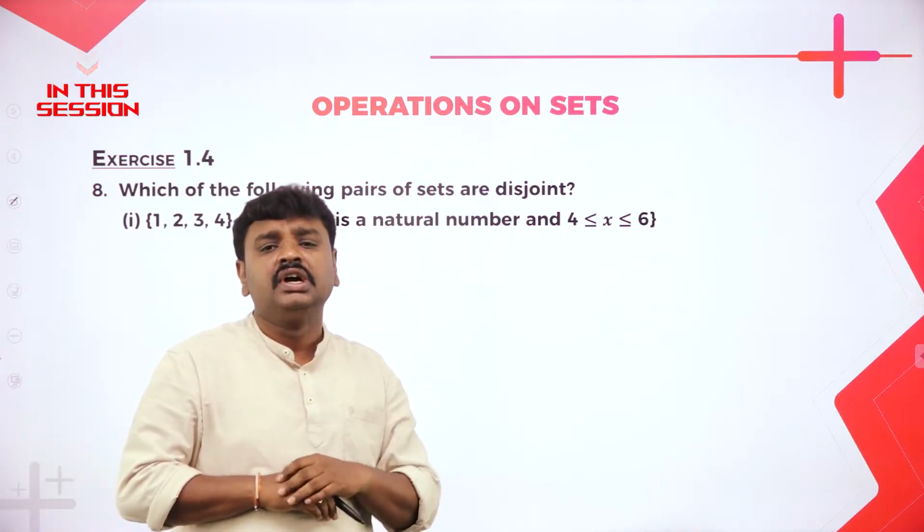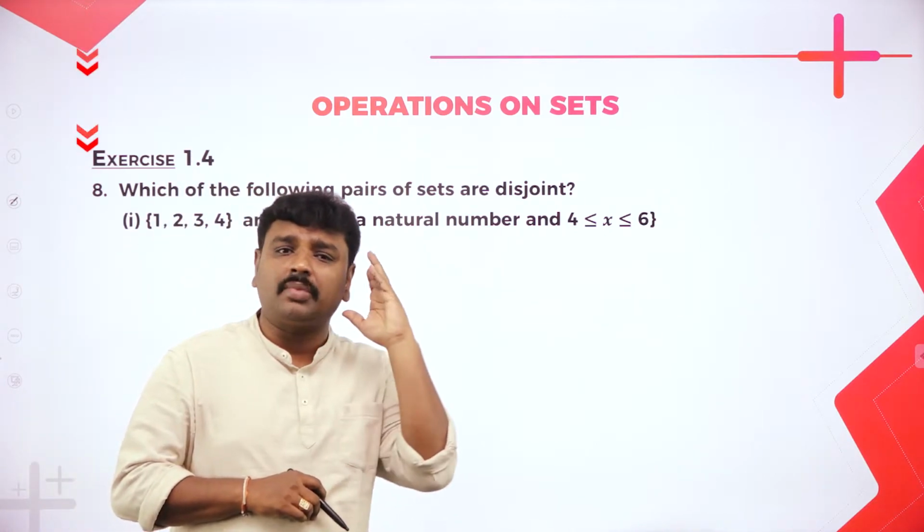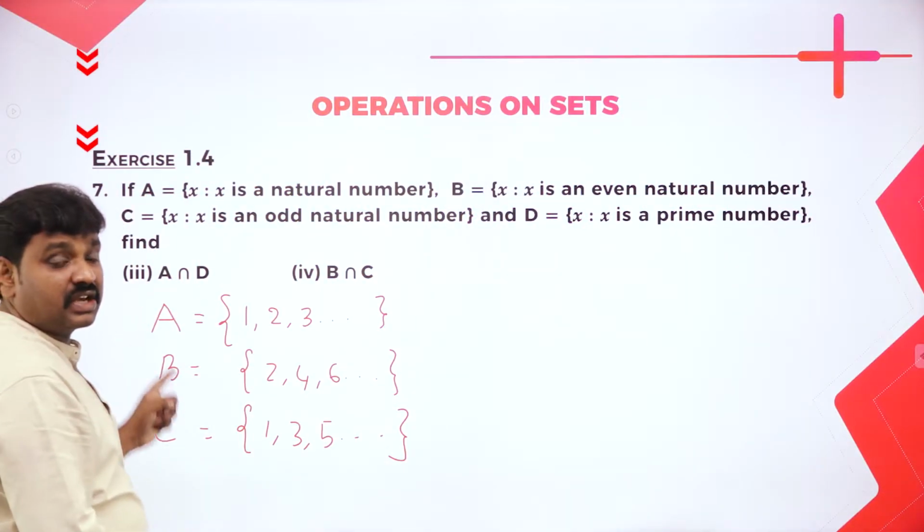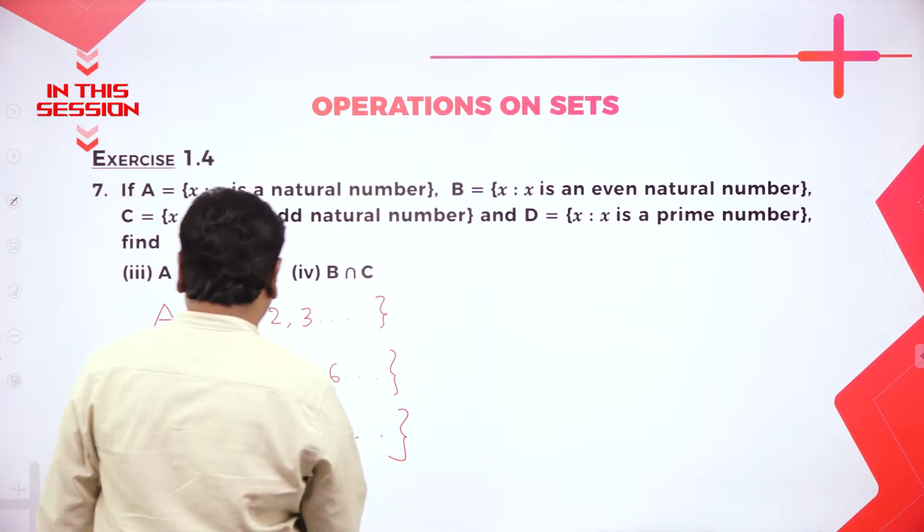Two sets are said to be disjoint if they do not have any common elements. What are disjoint sets? If you get a null set, they are disjoint. B and C are subsets of A. And what is D? D is the set of prime numbers.